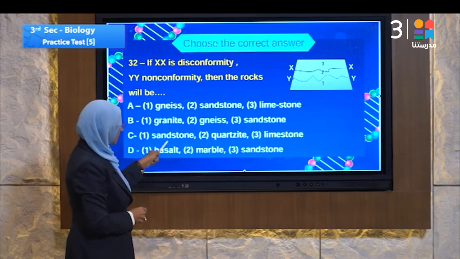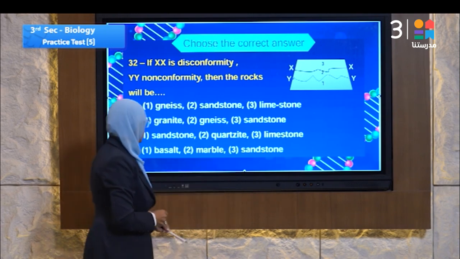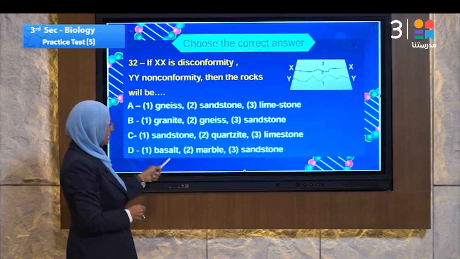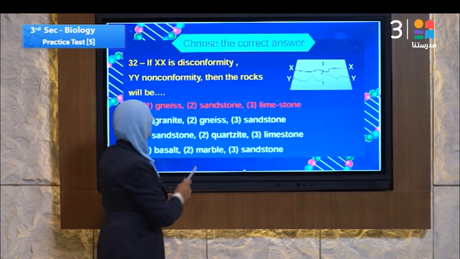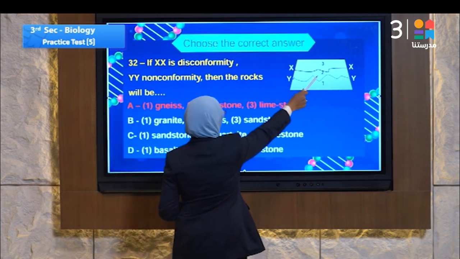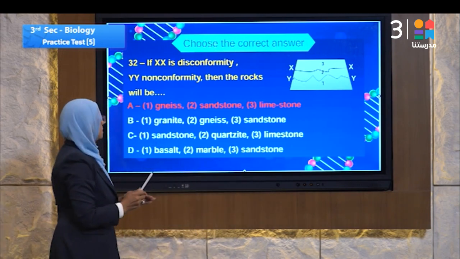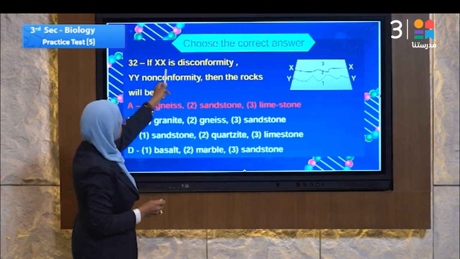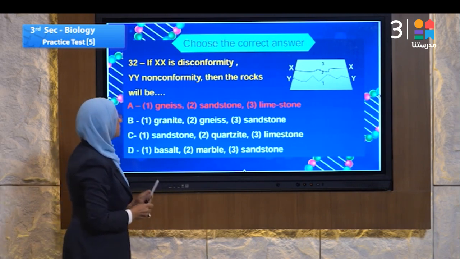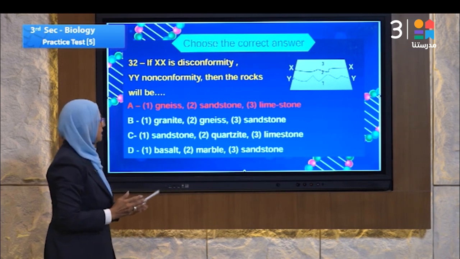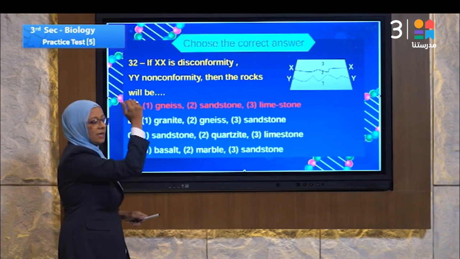C, 1 sandstone, 2 quartzite, 3 limestone. D, 1 basalt, 2 marble, 3 sandstone. The answer must be number A. Gneiss is 1, sandstone 2, limestone 3. Let's read the question again. If X and X is disconformity, Y and Y is nonconformity, so the rocks 1, 2 and 3 must be gneiss, sandstone, limestone.